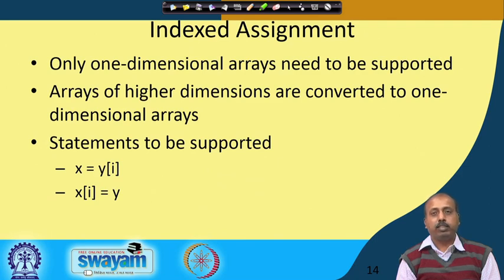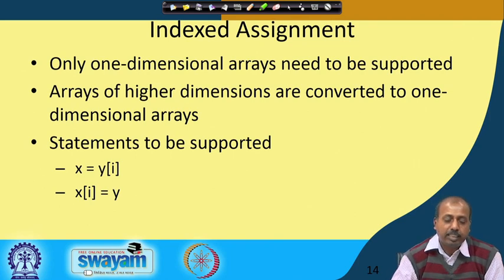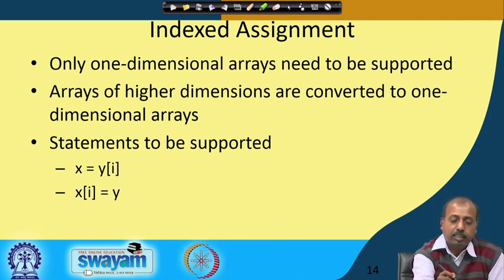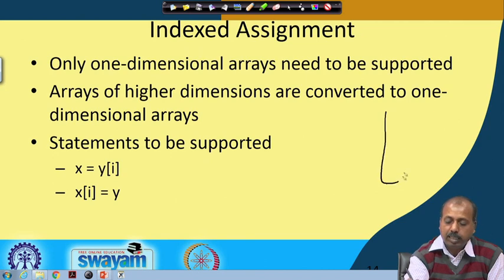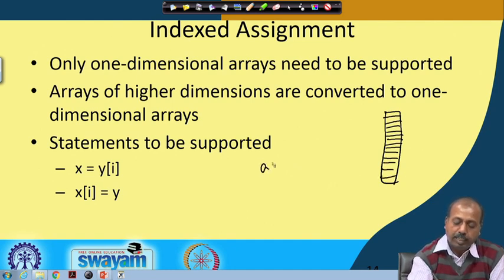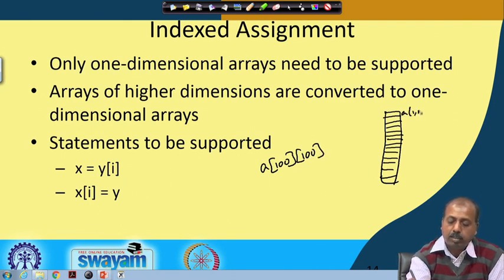In your source language there may not be any restriction on the number of dimensions, but ultimately your memory onto which you will be storing this array is one dimensional in nature. For example, if I have a 2D array a 100 by 100, then I will be storing them in this fashion: a 11, a 12 up to a 100, then a 21.